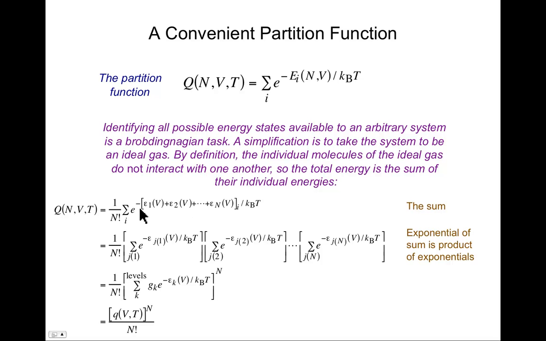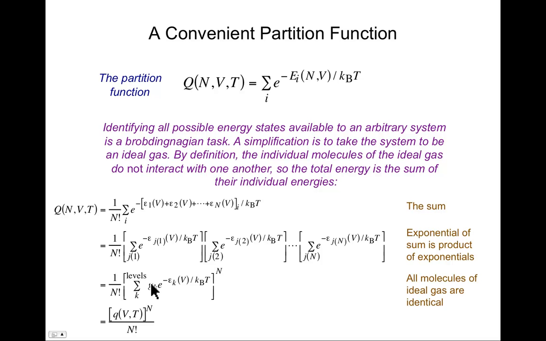Now, if I look at this, this is an exponential of a sum, and the exponential of a sum is equal to the product of exponentials. So all I'm going to do is take this sum and express it as 1 over N factorial. I'll run over all the energy levels for gas molecule 1, all the energy levels for gas molecule 2, and so on, until I have this product of exponentials. But these are all the same molecule. This is an ideal gas of all the same molecules. And as a result, this is equal to this, is equal to this, all the way out. So I have a single expression raised to the Nth power.